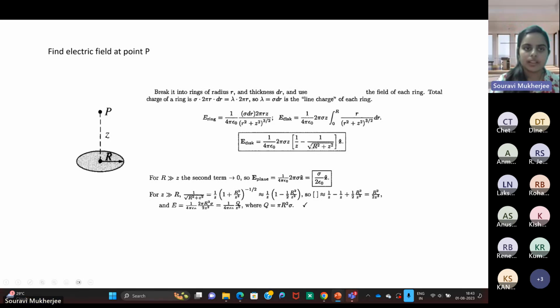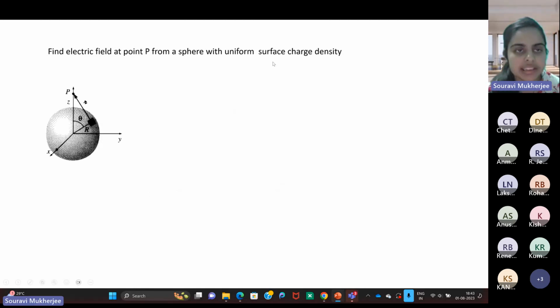Okay. Now, can you tell me how to find the electric field at some point P from a sphere with uniform surface charge density? So now you have a sphere, and you want to find the field at the point P. So how do you do that? It's the same concept: you have to consider an element here and find the distance from the test or field point, and do an integration. So can you tell me how to proceed with this?